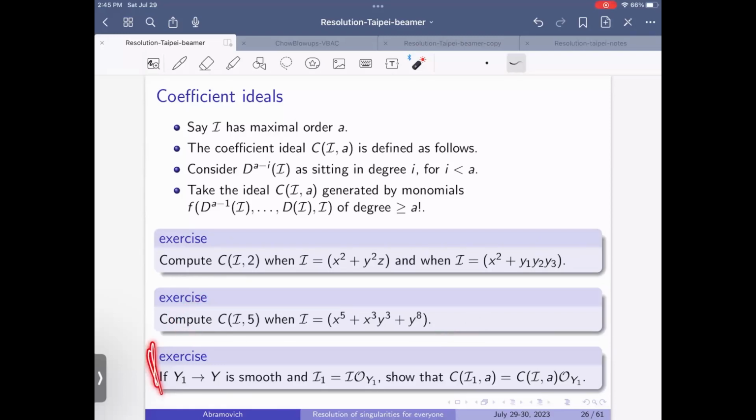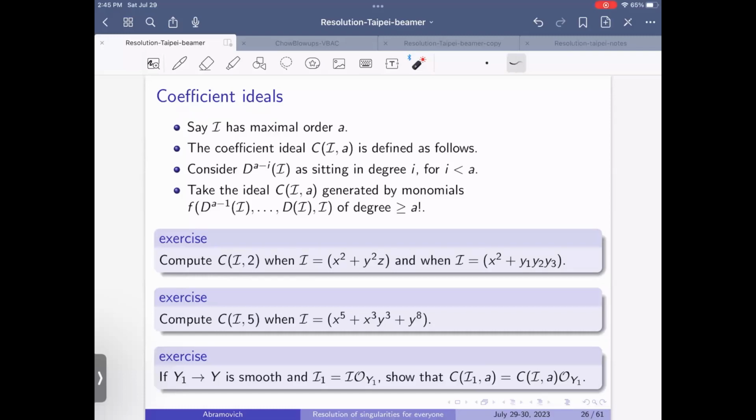And the last exercise is the fact that forming the coefficient ideal is functorial under smooth morphisms. That's because derivatives are functorial under smooth morphisms, because of an earlier exercise.